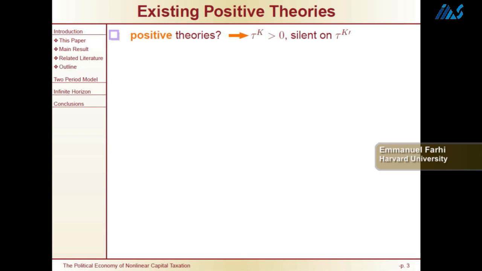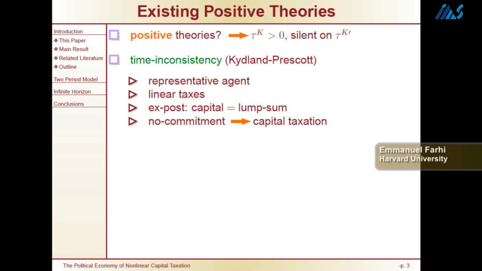So I'm going to give you, you can organize this literature, probably a bit unfairly to the richness of the different contributions, in two bins. So the first one has to do with time inconsistency, as first described by Kydland and Prescott. And the application to capital taxation was made by Stan Fischer, actually, in a paper in 1980. So the idea is, it's in this Ramsey tradition, the Ramsey tradition that the Chamley-Judd result is attached to.